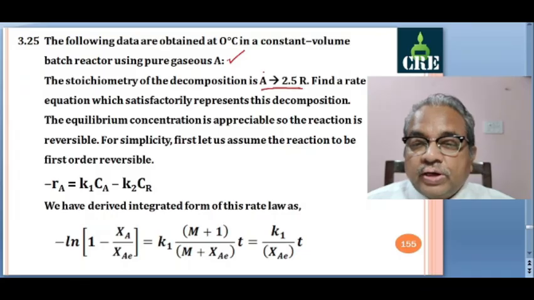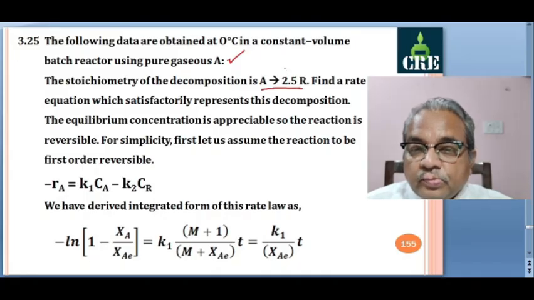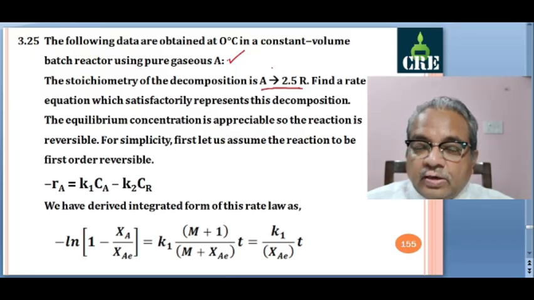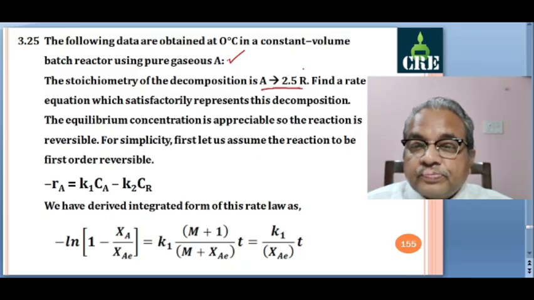That means during the course of reaction, volume is increasing. And if you carry out this in a constant volume gas phase reactor, the final volume would be 2.5 times the initial. That means pressure will go on increasing in the reactor, and if you have a pressure gauge, you can get the total pressure data or measure the pressure as a function of time.